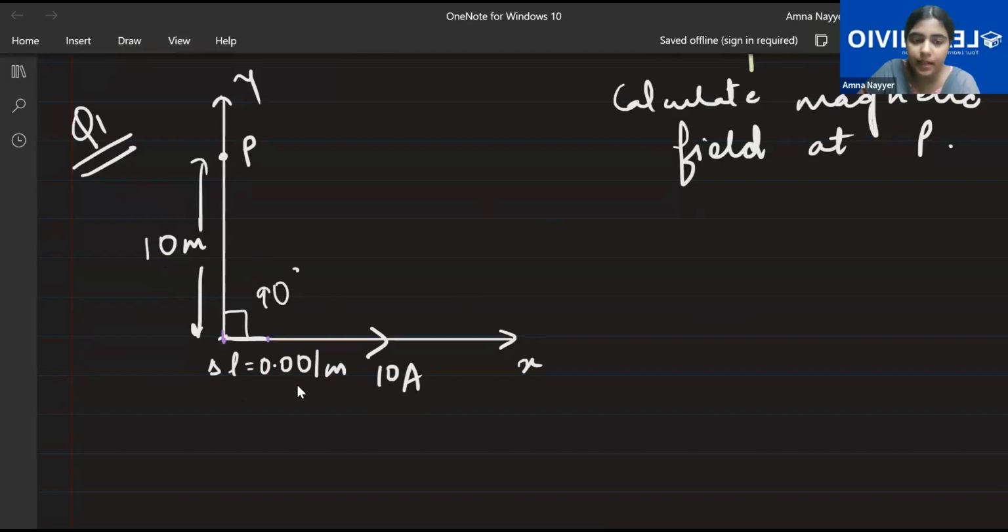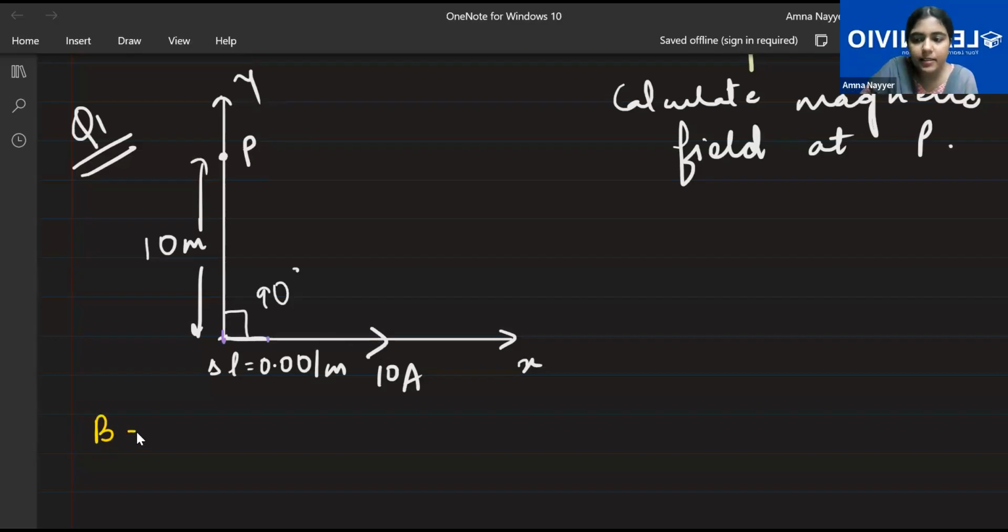That's your current element. Always remember, current element is just a small length extracted from a wire. If I have a wire and I just take a very, very small portion from here, that is like your current element, where the current was actually flowing. And current is given as 10 amperes.